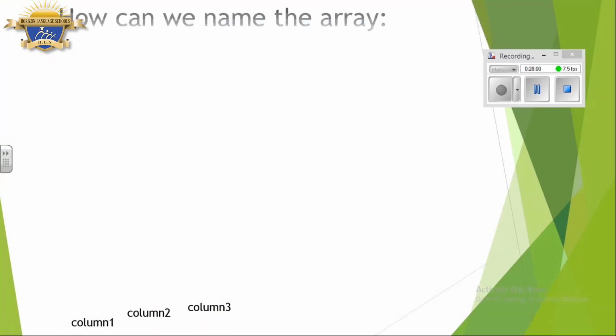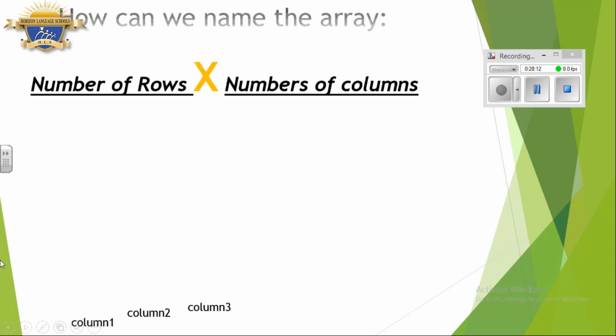How can we name the array? Anything in this life has a name. How can we name the array? We have here a rule. The rule says: number of rows by number of columns. So, number of rows by number of columns.